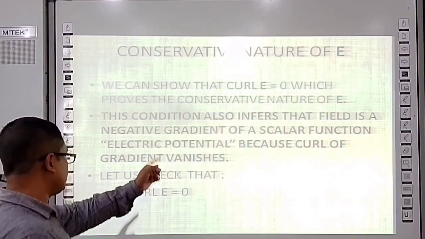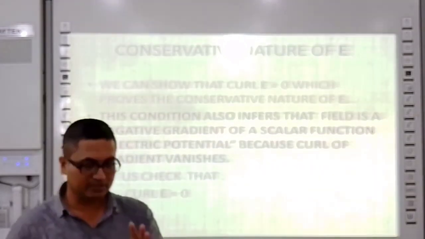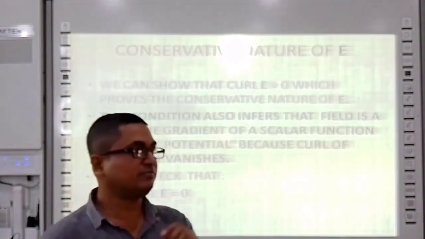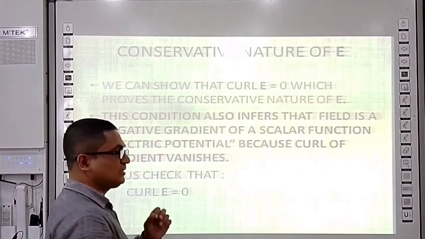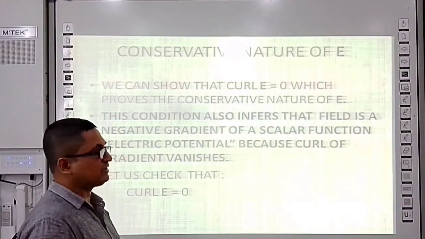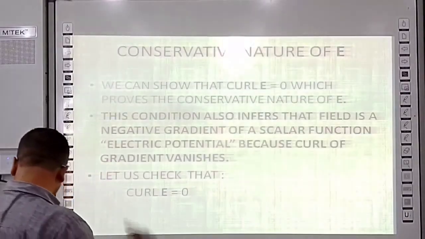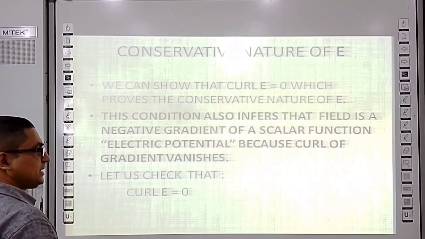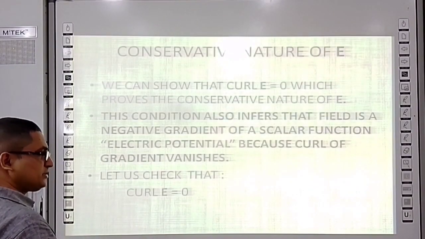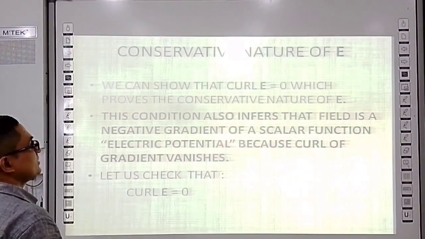Now another important point is that the curl of the field is zero. That means the electric field is actually the negative gradient of some scalar function, and that scalar function is nothing but the electric potential, which we'll take care of in the later course of time. So E is a conservative field, the curl of E is zero, and E is the negative gradient of some scalar function.